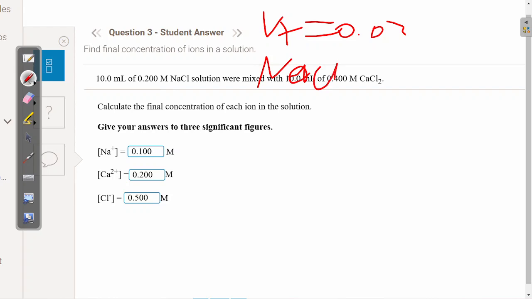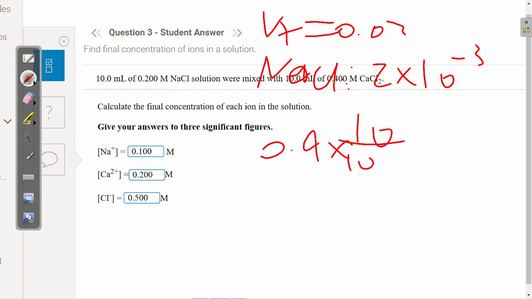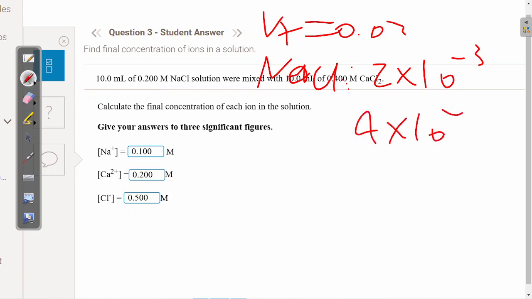NaCl: 2 times 10 to the negative 3. Same thing for CaCl2. It's 0.4 moles in 10 milliliters. So 0.4 times 10 over 1,000. It will give you 4 times 10 to the negative 3 for CaCl2. Now, this is not the moles of the ions, this is just the moles of the whole thing.